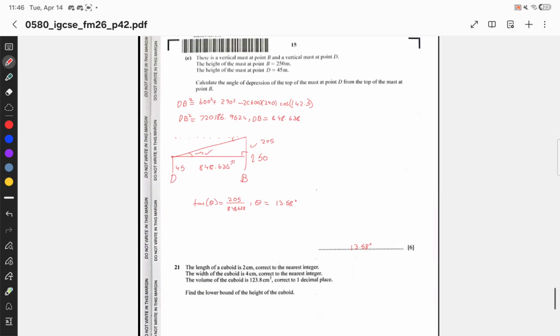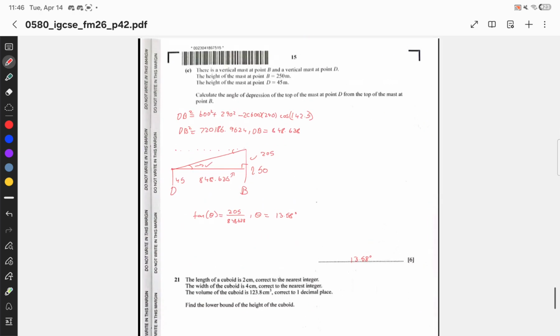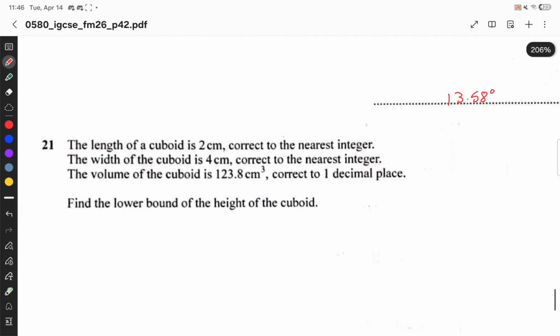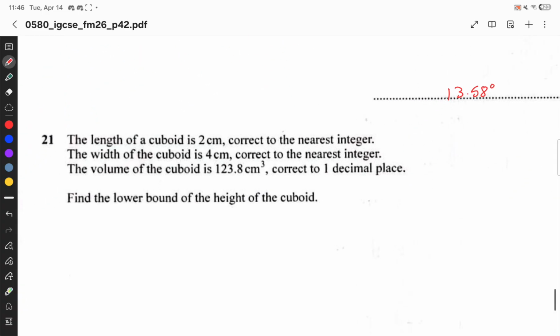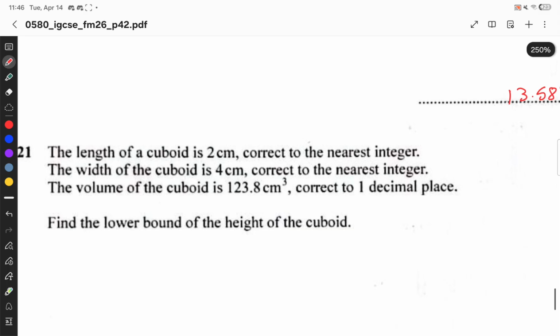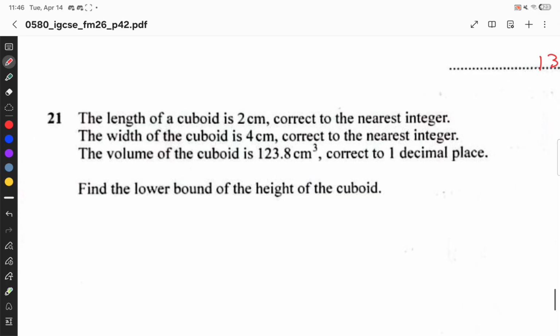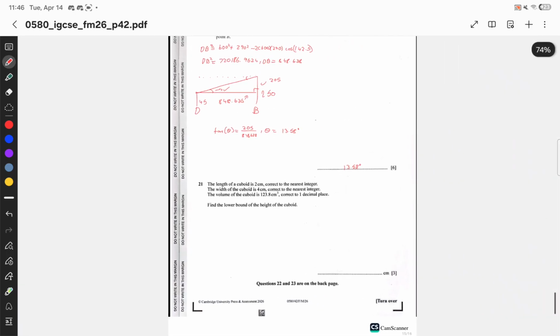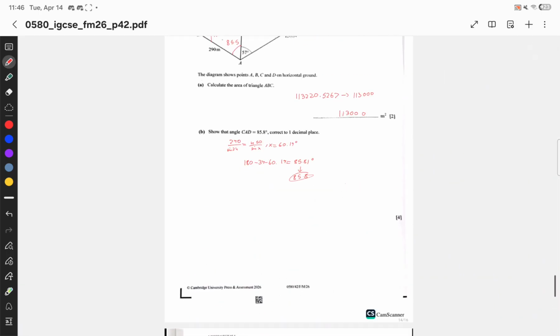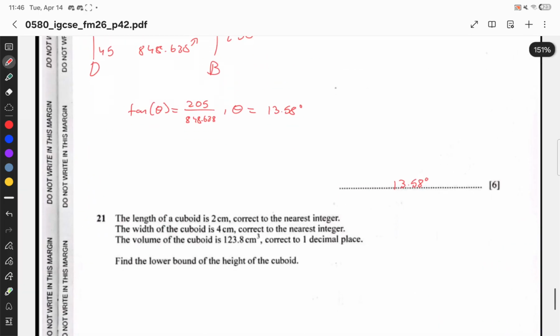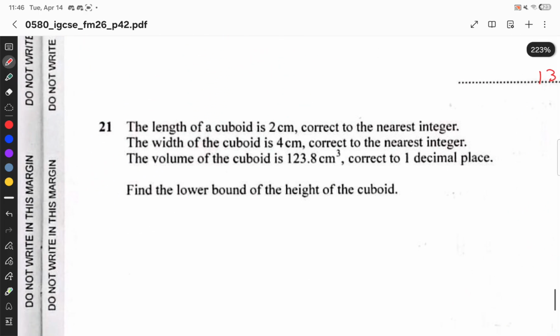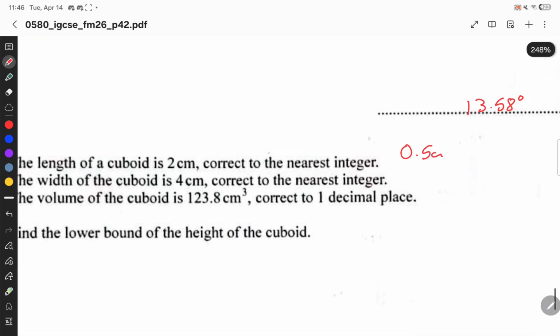Okay, and yeah, this entire 15 marker is crazy to give to these innocent, weak IGCSE students. The length of a cuboid is... wow, on the same page. Okay, so this is not 15, so this is 12 markers. Wow.